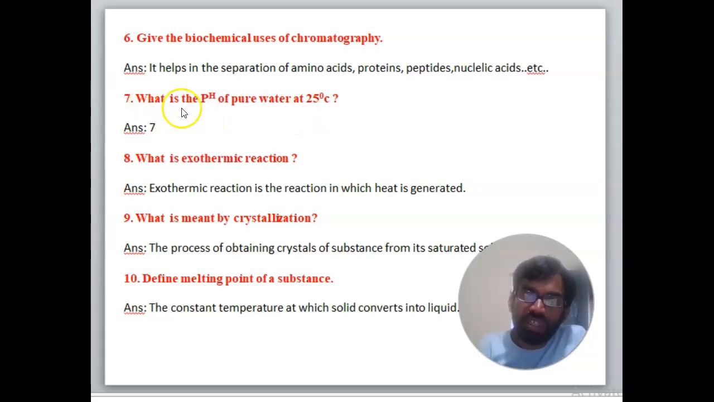Then the seventh question is: what is the pH of pure water at room temperature, that is 25 degrees Celsius?